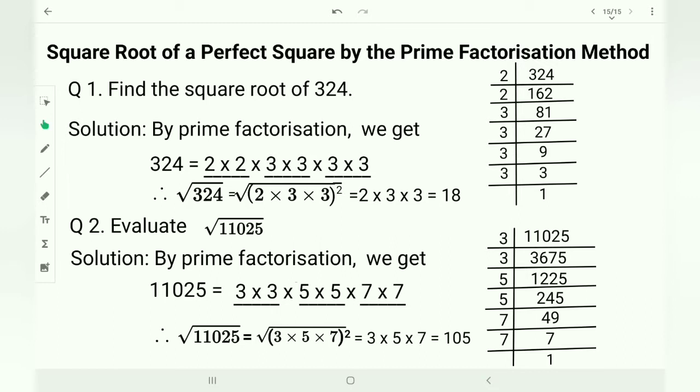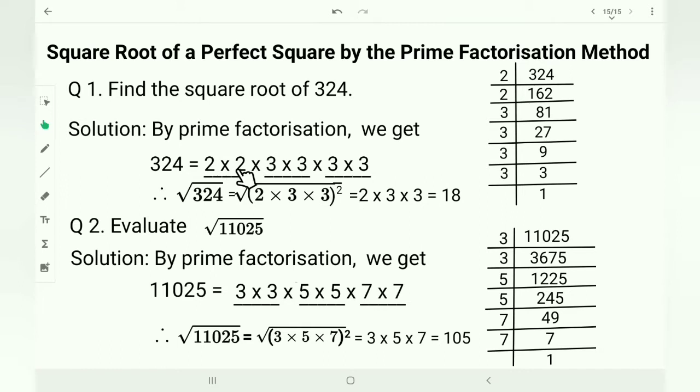Here you can see you have already done this type of work. So by prime factorization we get 324 is equal to 2 into 2 into 3 into 3 into 3 into 3, and you can see here I have created their pairs. I have written them in pairs using the underline sign. Therefore square root of 324 is equal to square root of (2 into 3 into 3) whole square.